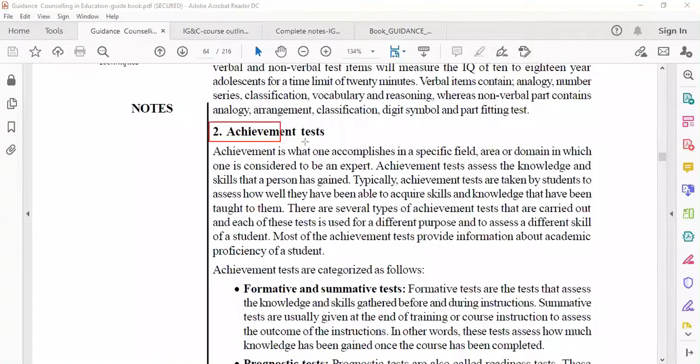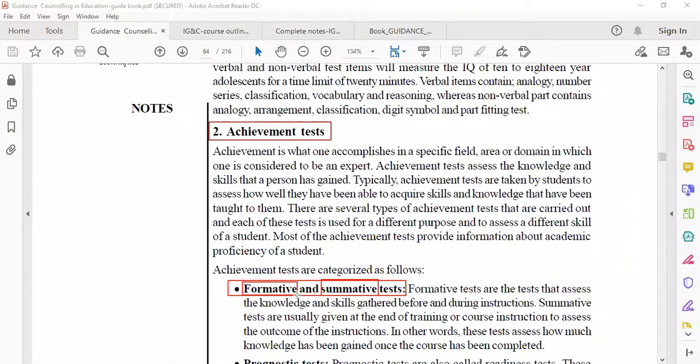Now, achievement test. Basically, there are two types of tests that we conduct in class, that is formative and summative. As you know, summative tests are those tests, exams, and assessments that are conducted at the end of the class, at the end of the program, at the end of the session, at the end of the semester, at the end of the year. That is called summative. Basically, in summative test and summative assessment, we sum up the whole knowledge gained, the whole achievement of the students.